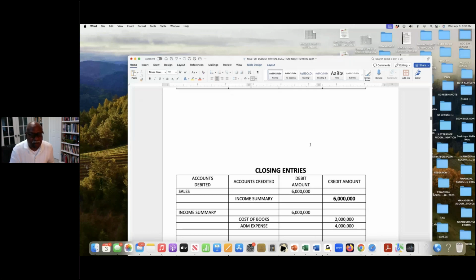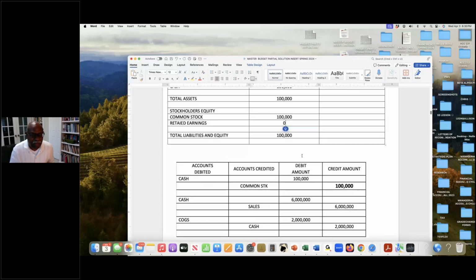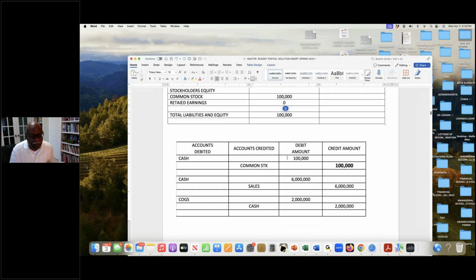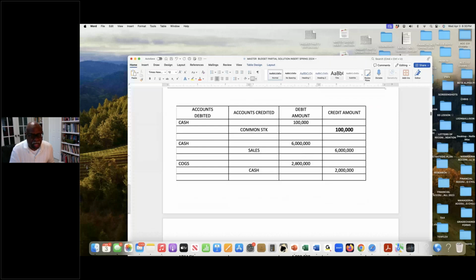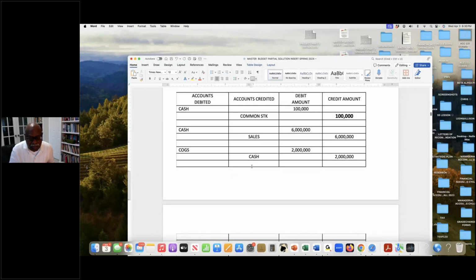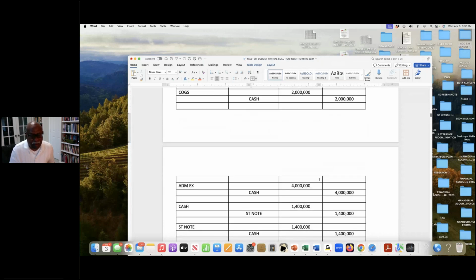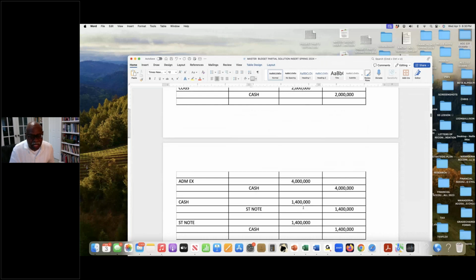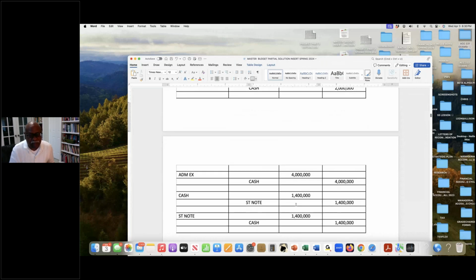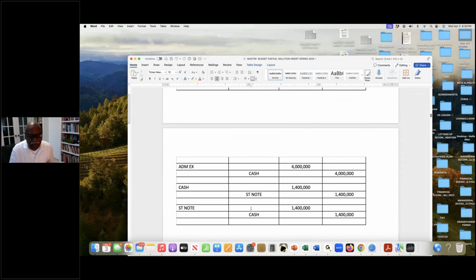The journal entries. First of all, you're going to make these same journal entries, except the first one. You don't have to make that one. But based on what's in your chart, you've got to make the cash sales, the costs, and the administrative expense. If you borrowed money, you debit cash and credit short-term note. If you paid it back, you debit short-term note and credit cash.